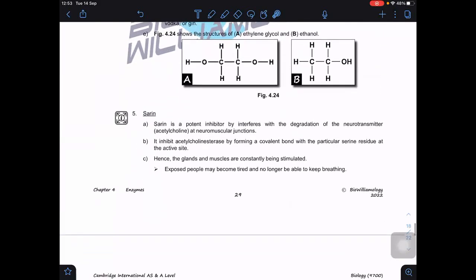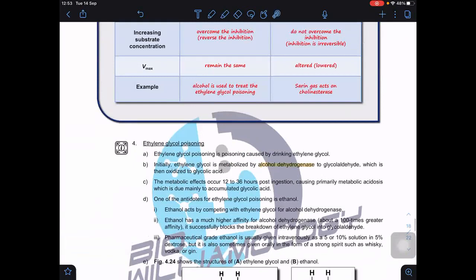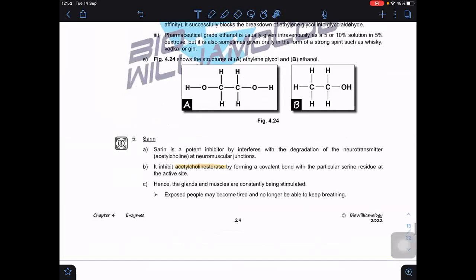Now, how about serine? Serine is a chemical we call a neurotoxin that can be used as a chemical weapon. Terrorists sometimes use it. What happens here is that serine is an inhibitor of acetylcholinesterase. Just now my answer here said cholinesterase, but we can add in acetylcholinesterase. Actually, it's the same thing. They inhibit this enzyme by forming a covalent bond with the particular serine residues.